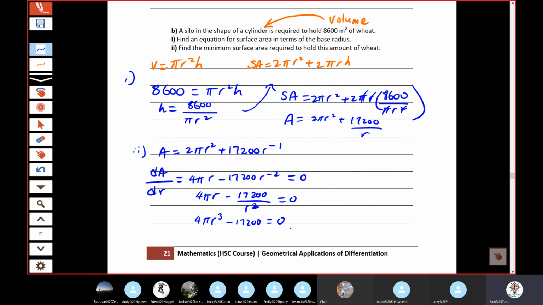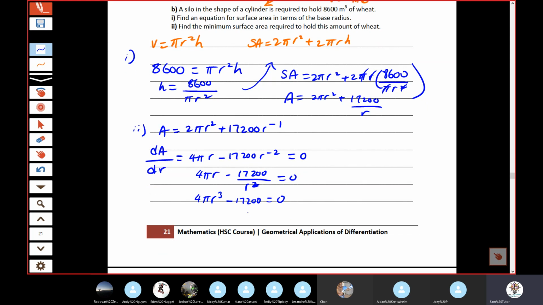How do we solve for r in one line? Say it. Plus 17,200, divide by 4 pi, and then cube root. Here we go. You have to do it in one line. Plus the 17,200, divide by the 4 pi, and then you've got to cube root it. That's just simple equations that you've done your whole life by now. You don't want to overcomplicate this step.